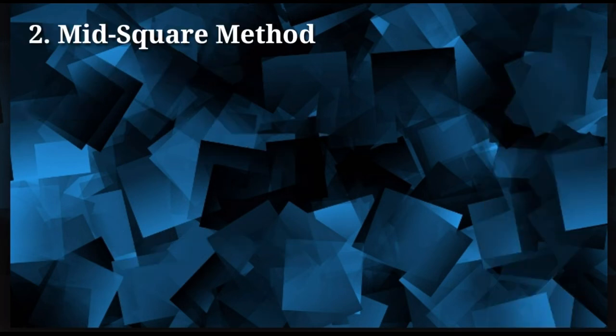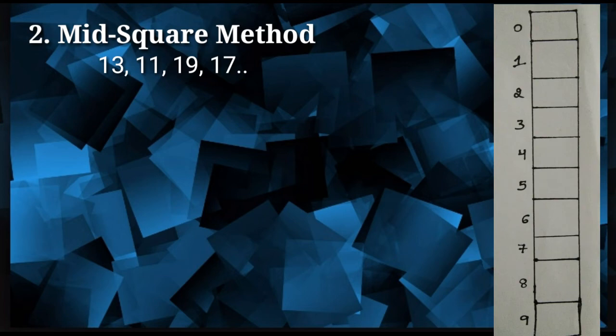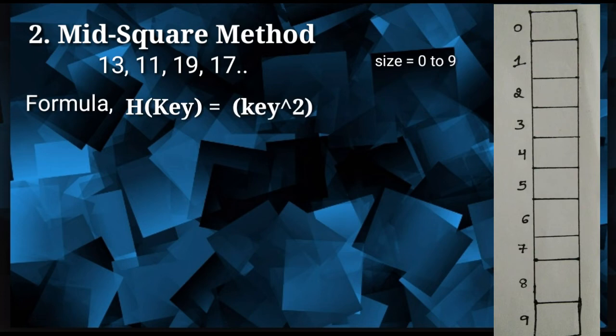Now we'll see about the mid-square method. In this mid-square hashing function, if we have data like 13, 11, 19, 17, and the same size of array, as I have shown you in the division method, in the same way we have 10 cells, and the size varies from 0 to 9. For this data, the formula in mid-square is h of key is equal to key square.